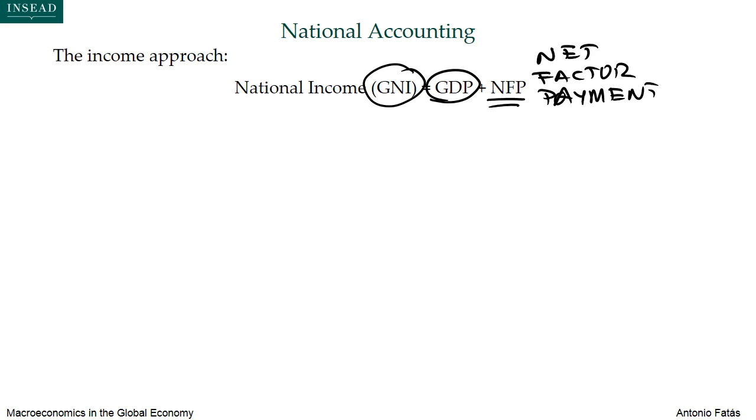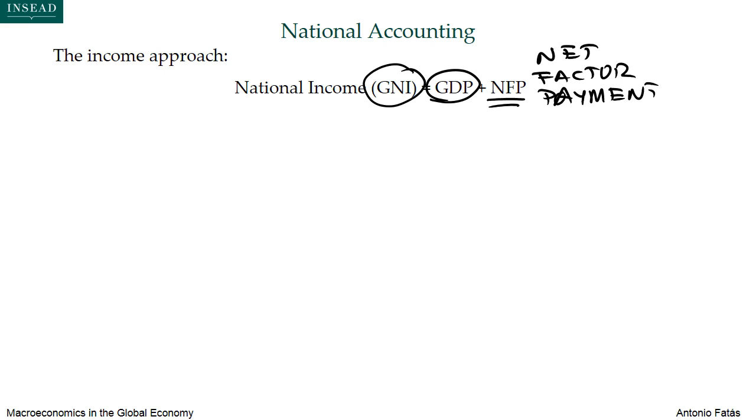A couple of examples. One of our nationals is working abroad, sends some of his or her income back to the country. That will show up here with a positive sign. One of our companies is operating abroad and repatriates some of the profits. That will show up here as a net factor payment as well with a positive sign.